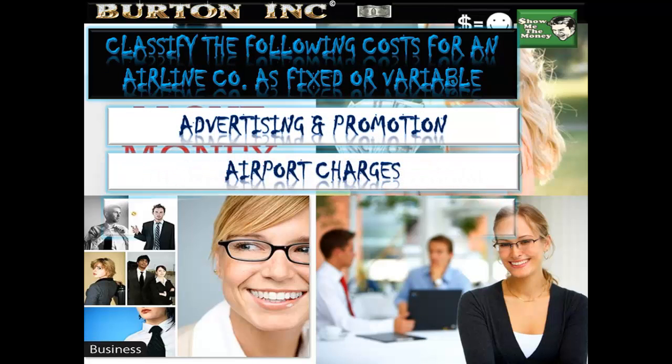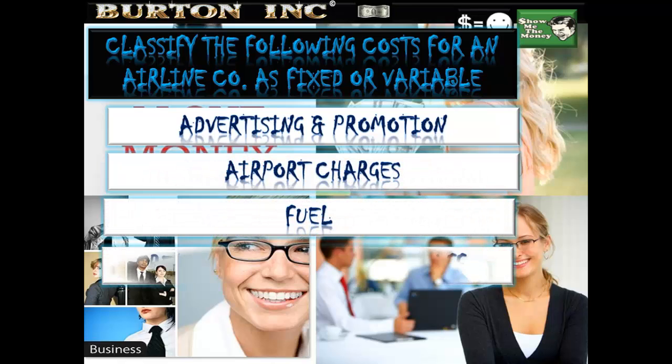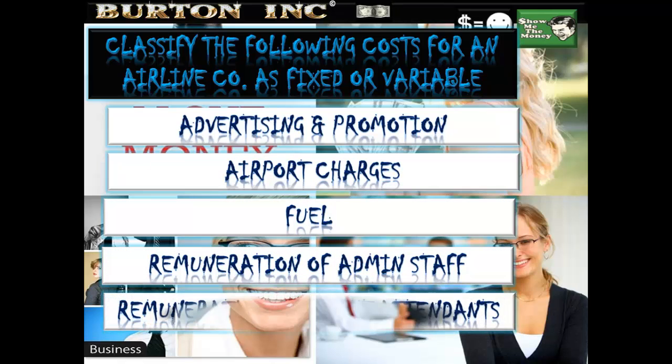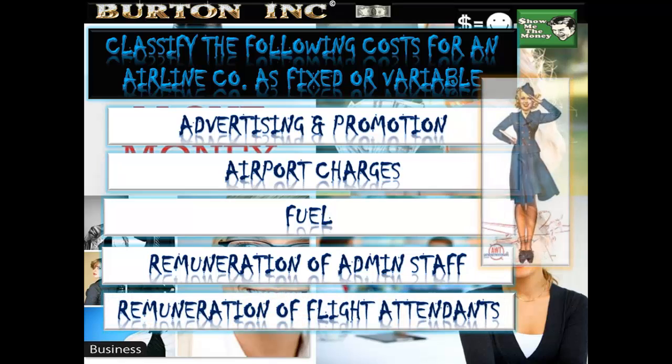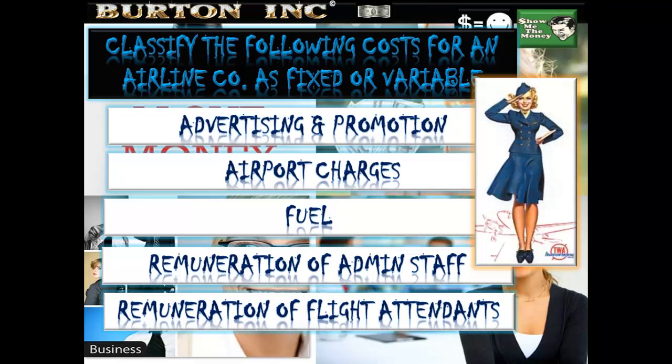Let's have a go at doing some classification here. So try and classify the following costs for an airline company as being either fixed or variable. Advertising and promotion, fixed costs. Airport charges, they're variable because the more flights we lay on for our customers, the higher our airport charges are going to be. Fuel, a variable cost. The more we fly, the more fuel we burn, the more it's going to cost us.